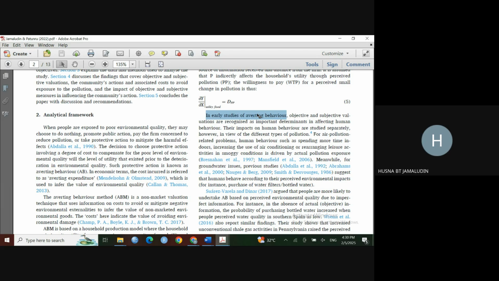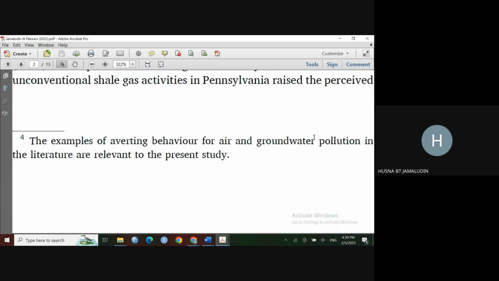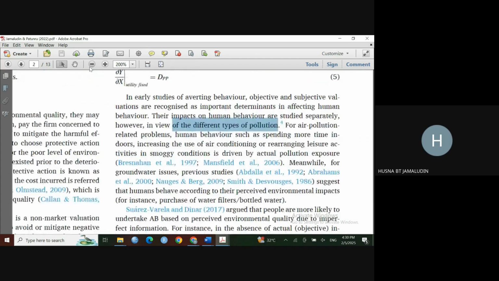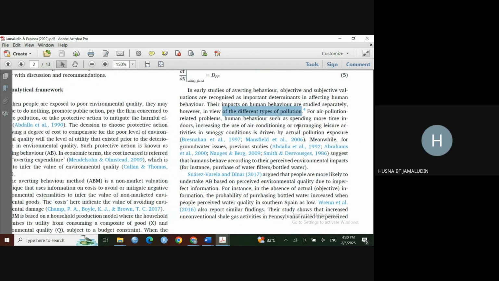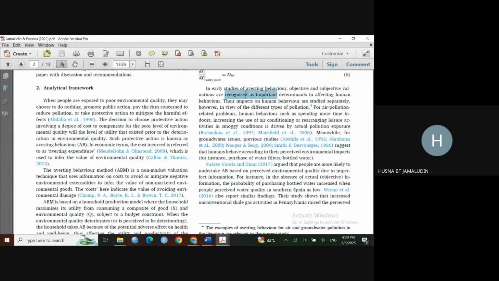So I start with the early studies. They look at different types of pollution. If it is air pollution, they look at it one way. If they are talking about groundwater issues, they look at it a different way. So I start with evolution so that people can follow the argument. They can say that, when you talk about this behavior concept, these are all the studies that have been done until now.